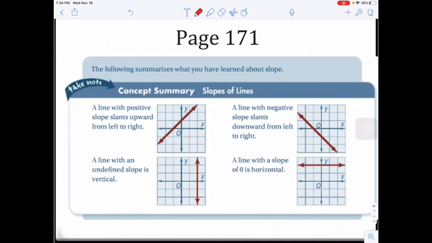We have one final chart that I want to go over with you. The following summarizes what you have learned about slopes. So we have all the different possibilities in this one chart on page 171. A line with a positive slope slants upward from left to right. So just like when you read a book, we go from left to right. So if you're going up, that's positive. If your line slants down from left to right, that would be a negative slope. If you have a vertical line, that is undefined. If you have a horizontal line, that's a slope of 0.